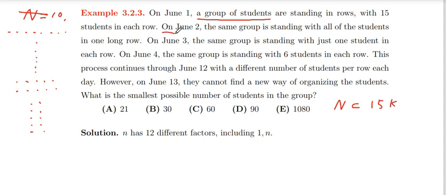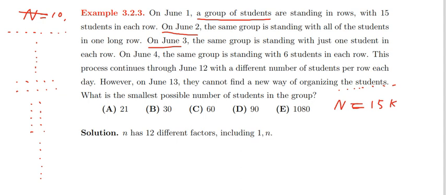So on June 2, the same group is standing with all the students in one long row. So n equals some number k1 multiplied by a. Yeah, this is okay. On June 3, the same group is standing with just 1 student in each row, like first row, second row. Here, it doesn't matter how many students, we can always do that.